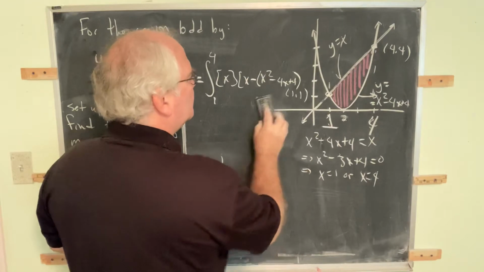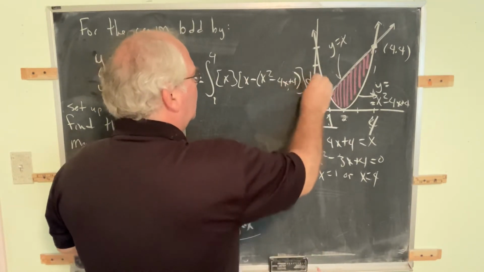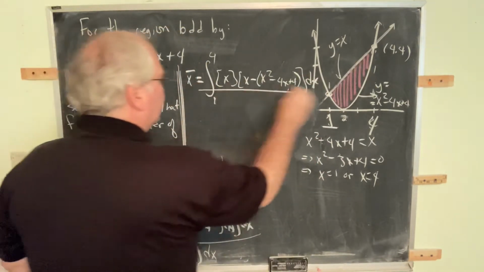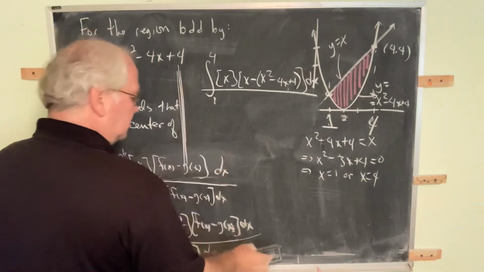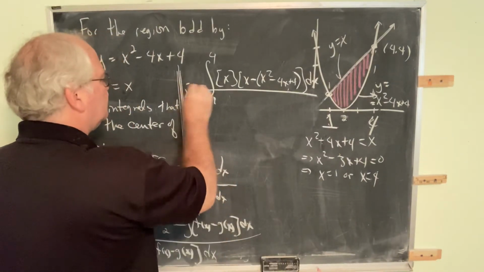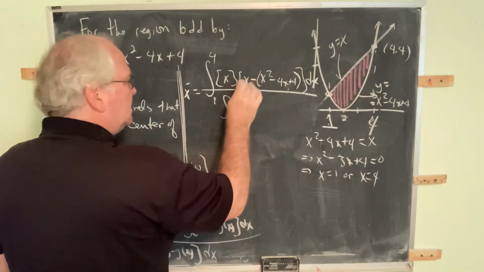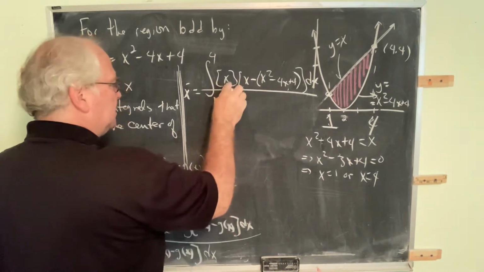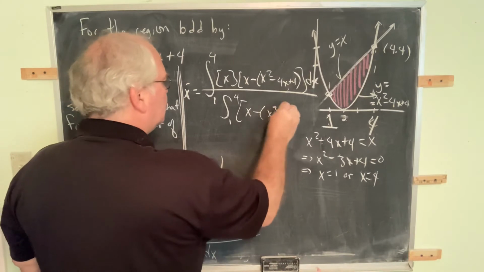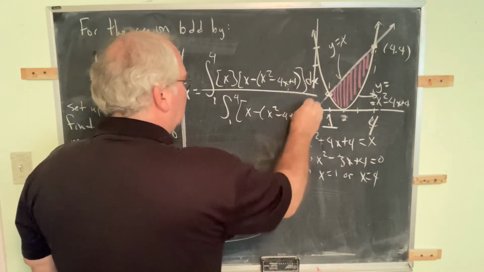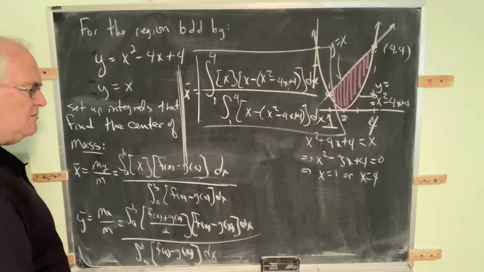I better move my little picture here. Then I need the total mass, and the expression for the total mass is not going to change throughout the rest of the problem. The total mass is the integral from 1 to 4 of top function minus bottom function. We just don't need the x piece. So that's the expression for x bar.